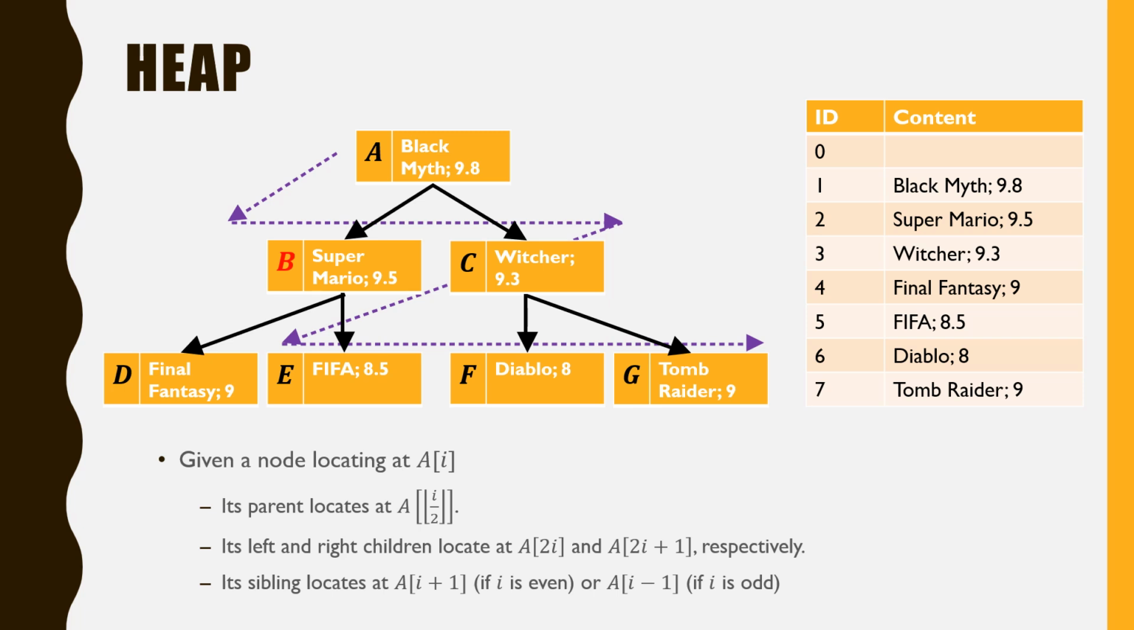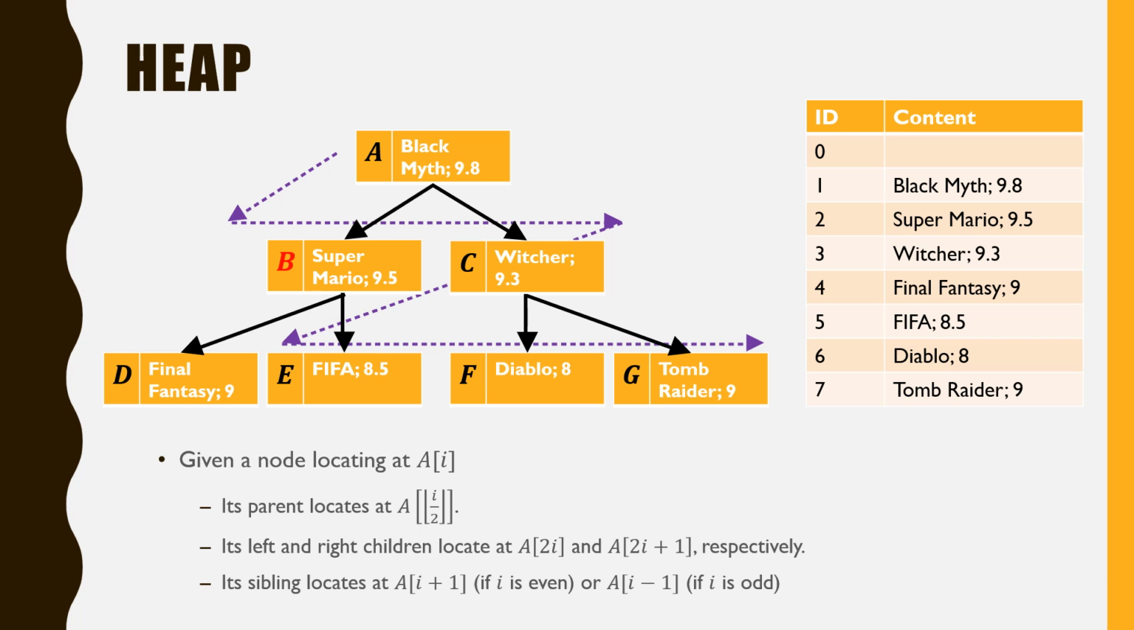Given a node stored at the ith position of the array, say A[i], we can determine the indexes of neighboring nodes as follows. First, the index of the parent of A[i] is given by the floor of i over 2. For example, node B is stored at index 2. Hence, its parent should be stored at index floor of i over 2, which is 1. Indeed, the parent of node B, node A, is stored at index 1.